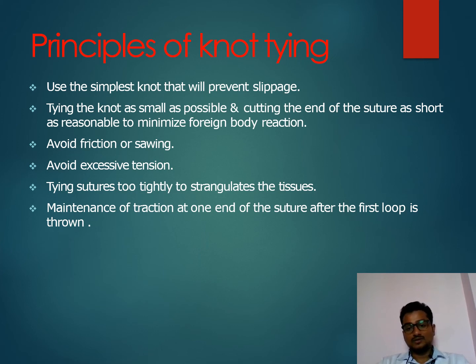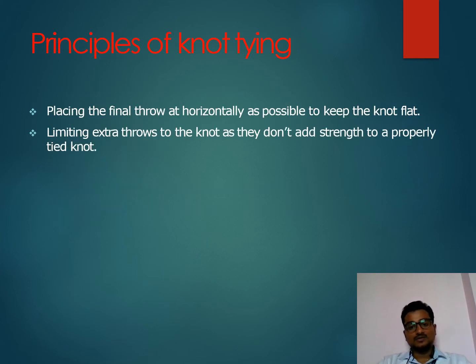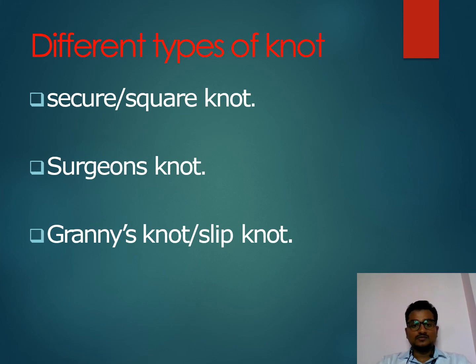Maintain traction on one end of the suture after the first loop is thrown. Place the final throw as horizontally as possible to keep the knot flat, limiting extra throws, as they do not add additional strength to a properly tied knot. Different types of knots.